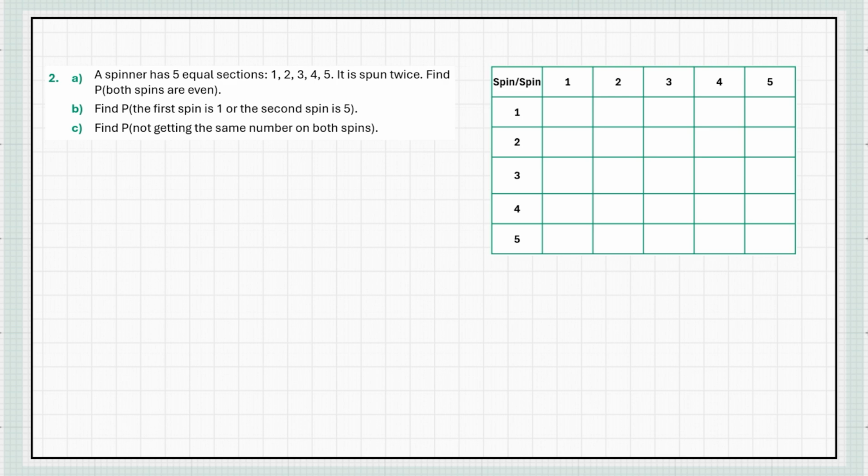Okay, so let's look at another one. So we have a spinner and we're spinning it twice, and we're going to first find the probability that both spins are even. But first, let's fill out our sample space. So we have 1, 1, 1, 2, a 1 and a 3, a 1 and a 4, 1 and a 5. 2, 1, 3, 1, 4, 1, 5, and a 1, 2 and a 2, 3 and a 2, 4 and a 2, and then 5.